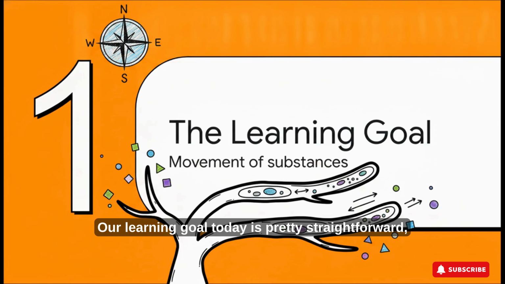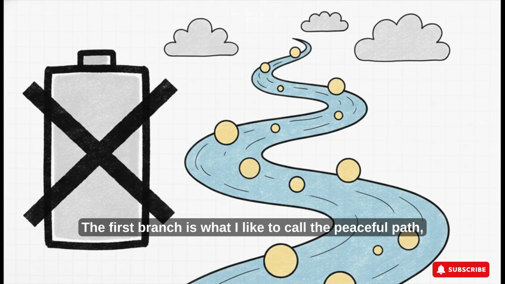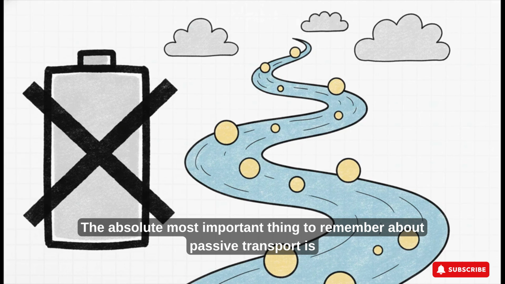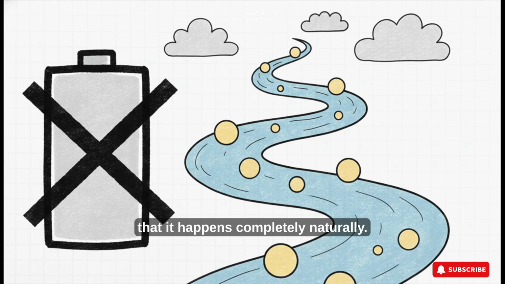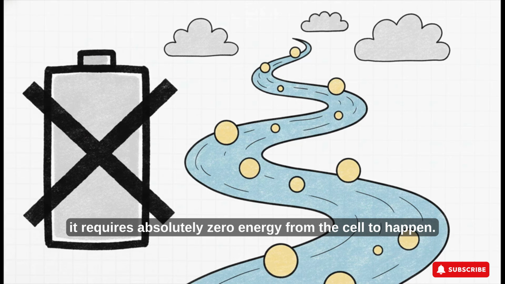Our learning goal today is pretty straightforward: describing how substances move in and out of cells. We're going to master the two main branches of this whole process. The first branch is what I like to call the peaceful path, also known as passive transport. The absolute most important thing to remember about passive transport is that it happens completely naturally. The cell doesn't have to lift a finger, so to speak. It requires absolutely zero energy from the cell to happen.